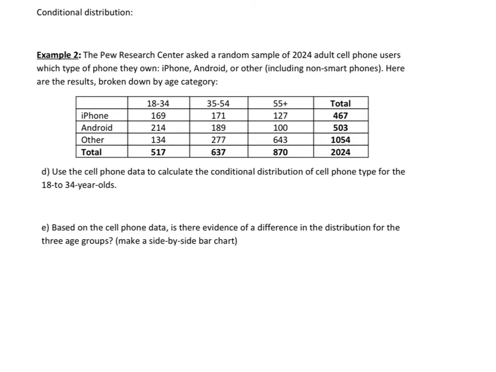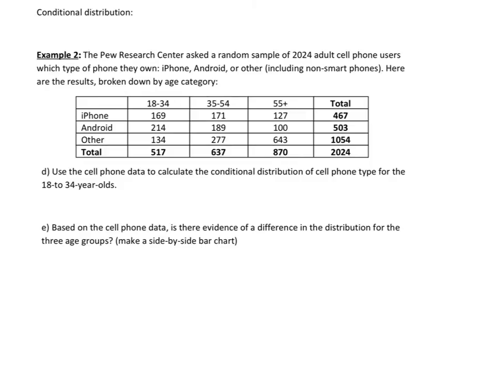So our next vocab word is conditional distribution. And we're going to do the example that goes with that one too. What a conditional distribution is: when you know one thing about people, we want to know what percentages fall into each category from there.